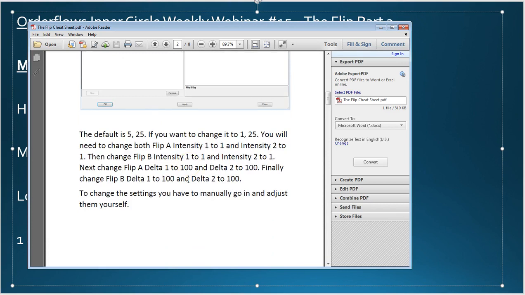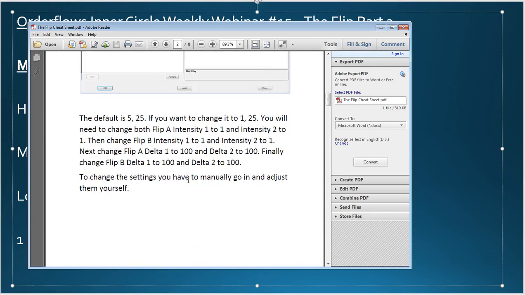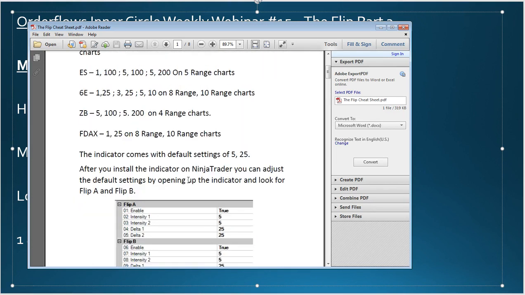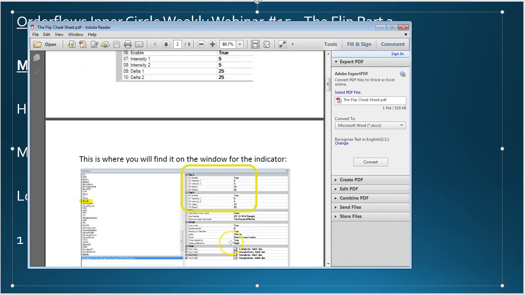So, the other thing that I wanted to explain is, if you wanted to change the settings, it's set at default 5 and 25. Say you want to set it to 5 and 100. The 100 is the delta, okay? You'd keep the intensity the same, and the second part is the delta. So if it's 5 and 100, it'd be 5, 5, 100, 100, and then 5, 5, 100, 100.